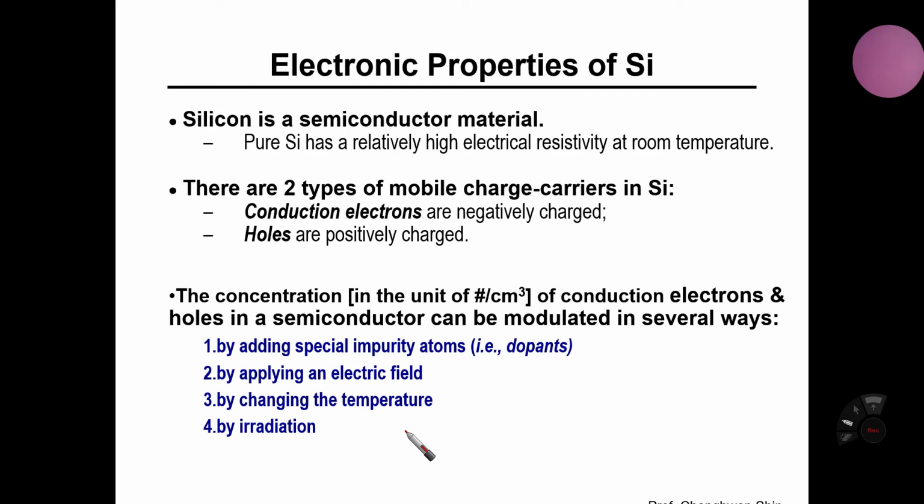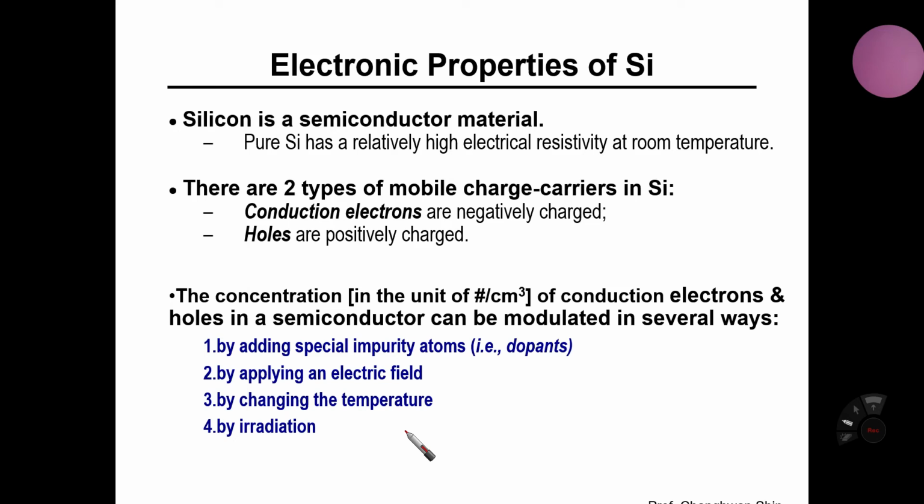But pure silicon, I have told you, is 10 to the plus 4 ohm centimeter. So this pure silicon has a relatively high electrical resistivity at room temperature, or 300 Kelvin. However, it is still a semiconducting material.